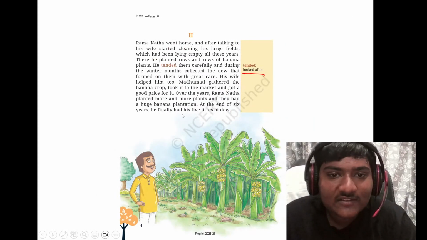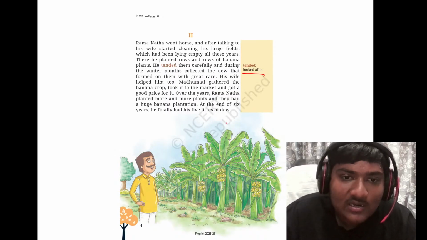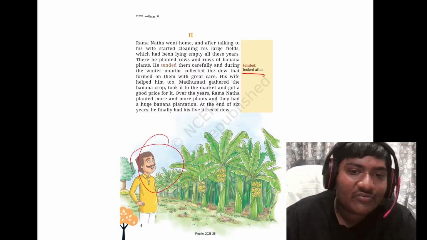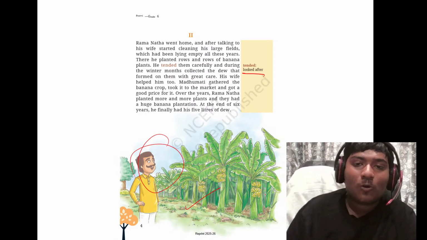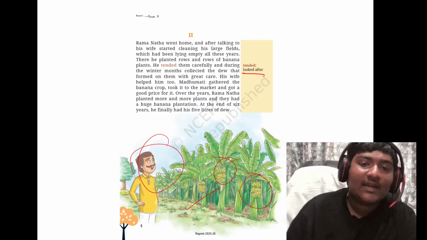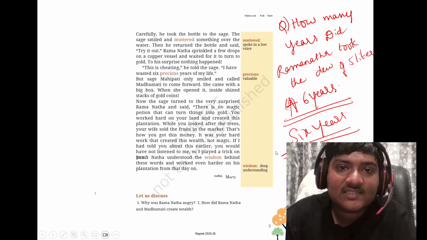At the end of 6 years, he finally had his 5 liters of dew. You can see his face is shining, and the crops have a good yield, and all the bananas we can observe in the given picture. Okay, coming to the next slide.